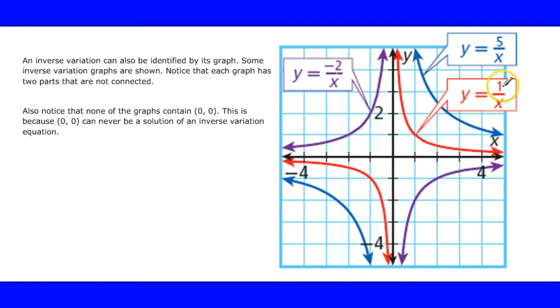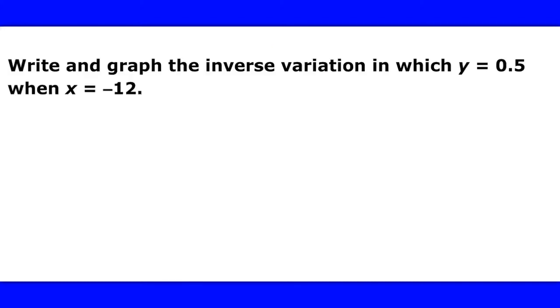Notice that the k value is 1. If the k value increases to 5, it's still got the same look to it, but it's further away from the center. If the k value is negative, it takes this red curve here and flips it over, or reflects it over. So it would be this purple one here and this purple one here. Okay? You'll notice that it never contains the point 0, 0 because x cannot equal 0 and y cannot equal 0. So they can never be solutions to an inverse variation.